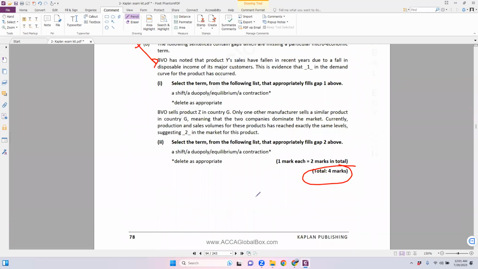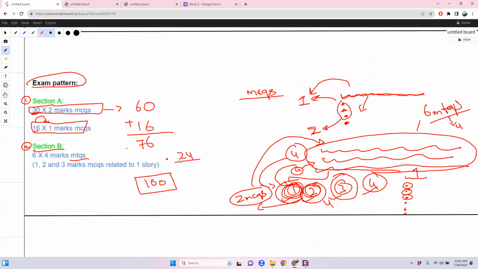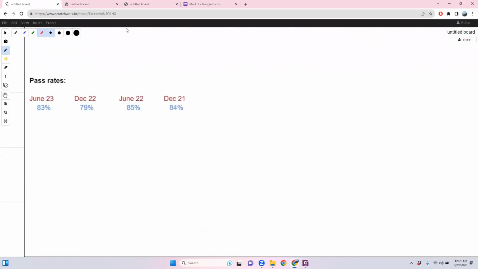So one MTQ will have 4 marks towards it. If we come forward and look at the pass rates of the F1 exam, it has a very high pass rate because this exam is very easy to pass. In fact, it has the highest passing rate of any exam within ACCA. Majority of students pass it on their own because this is not difficult to pass. And if any student is taking lectures, it is really easy to pass as well.